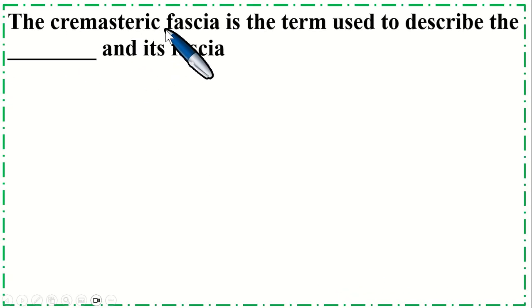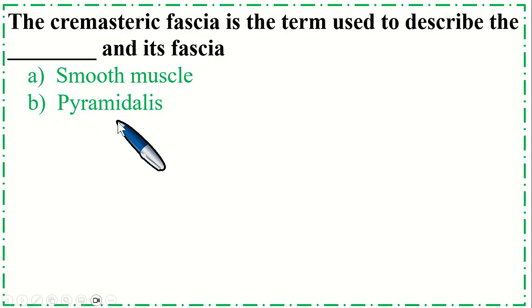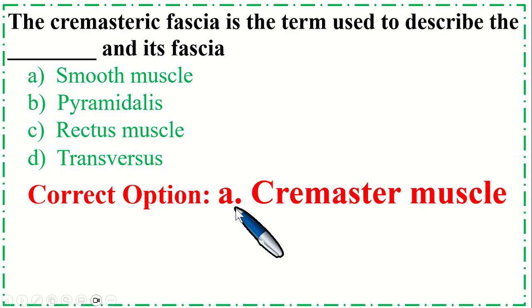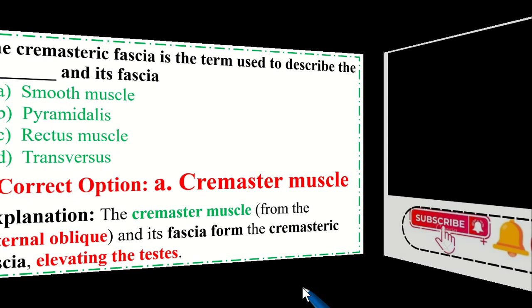The cremasteric fascia is the term used to describe the muscle and its fascia. Option A, smooth muscle, B, pyramidalis, C, rectus muscle, and option D, transversus. So the correct option is A, cremaster muscle. The cremaster muscle from the internal oblique and its fascia form the cremasteric fascia, elevating the testes.